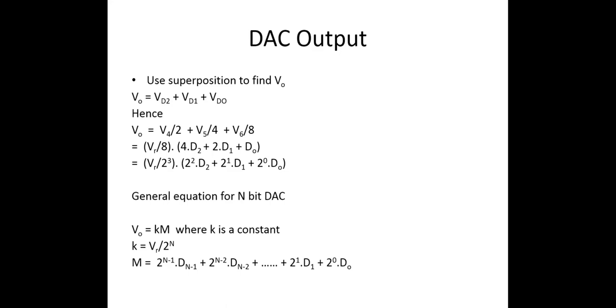Now we can generalize this analysis for an n-bit digital to analog converter. So V0 will be equal to K into M as before, where M is the value of the binary number. K will be equal to the reference voltage divided by 2 raised to the power n. And the value of binary number will be given by the standard expression for binary to decimal conversion.